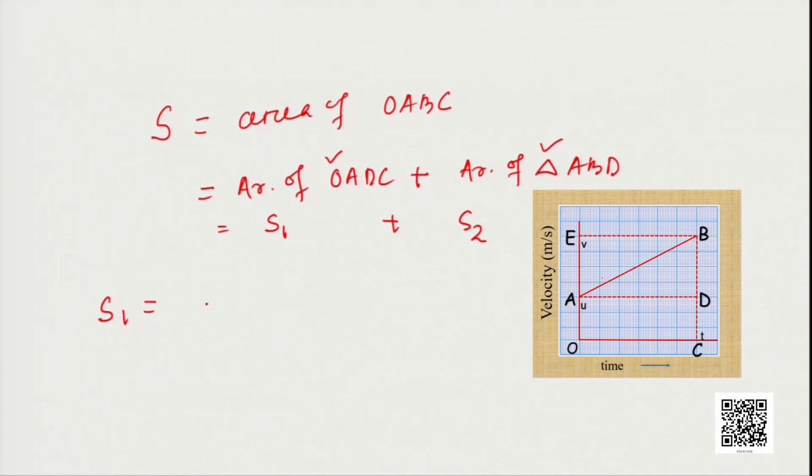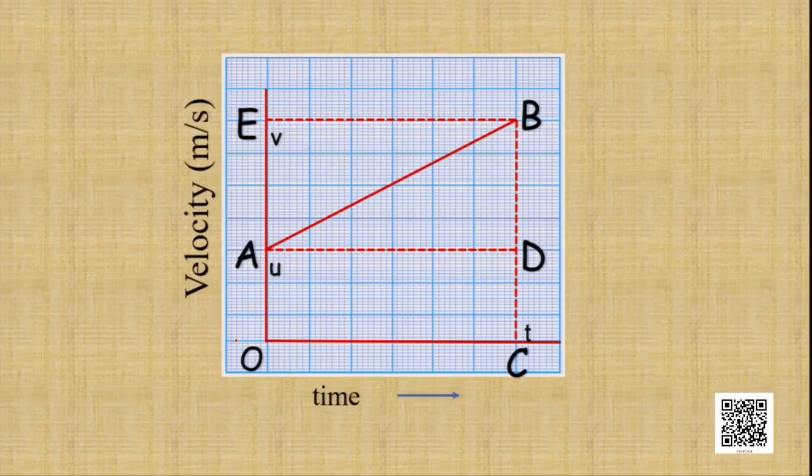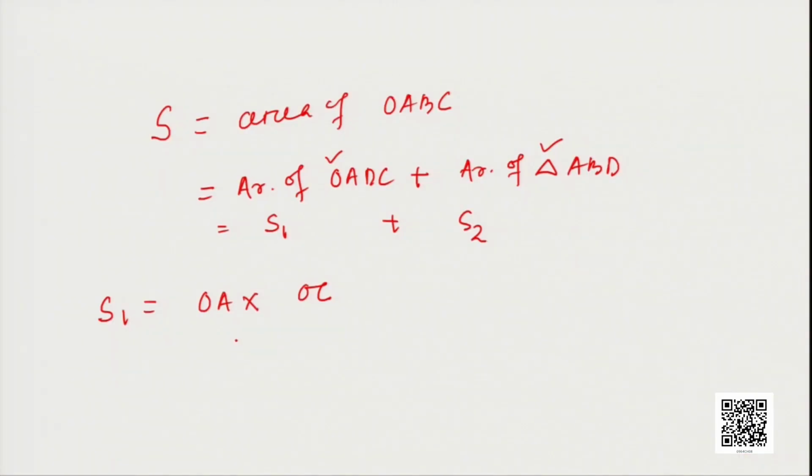in that case will be OA into OC. From the graph it is clear. You can see the graph once again. The area of the rectangle will be OA into OC. OA is nothing but the initial velocity. OC is nothing but the time, that is the time interval. So here in place of OA, we will replace it as u and OC will represent it by t. So that means we get S1 as ut.